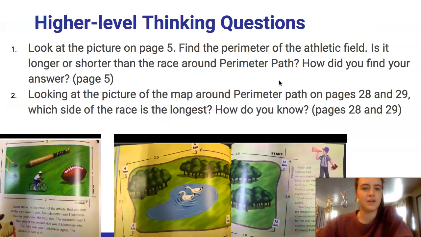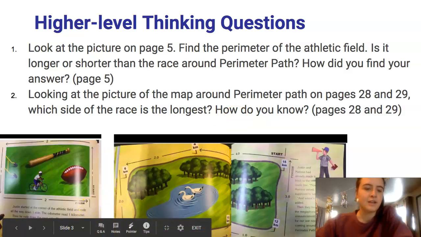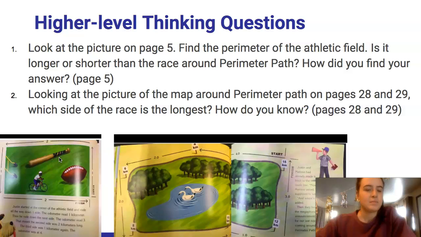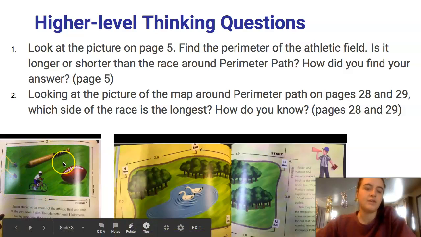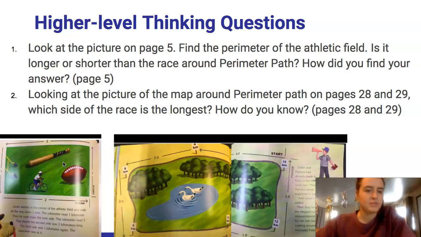For the higher level thinking questions, I would stop at various places throughout the book and ask questions. So for the first one, I would stop on page 5. Here's a picture of what's going on at page 5. I would first have them find the perimeter around this athletic field, which they should be able to do in their head because they're working with pretty small numbers. And I'd then have them compare that answer to the perimeter of Perimeter Path and ask them, is that longer or shorter? And then I'd have them turn to an elbow partner and discuss how they found the answer and whether it is longer or shorter than Perimeter Path.